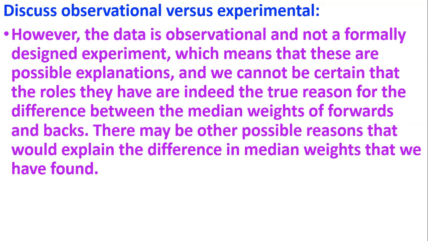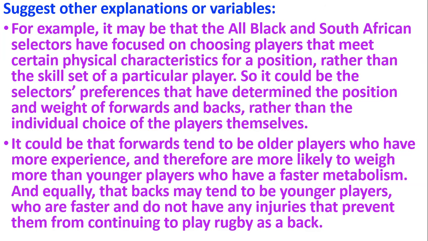And that means that these are possible explanations. We can't guarantee that these are the reasons why there's a difference in medians, and we've got to look at some other reasons that could explain the differences we found. Now I want to make some suggestions. So it could be that, for example, the selectors have focused on particular characteristics for a position. So it might be that the selectors, when looking for forwards, only look at players that are larger, rather than looking at the specific skill set. So rather than looking at how good they are at making tackles, or how good they are at playing the ball, or how fast they run, it could be that they're only looking at simply their weight. Okay, so that's a possible explanation.